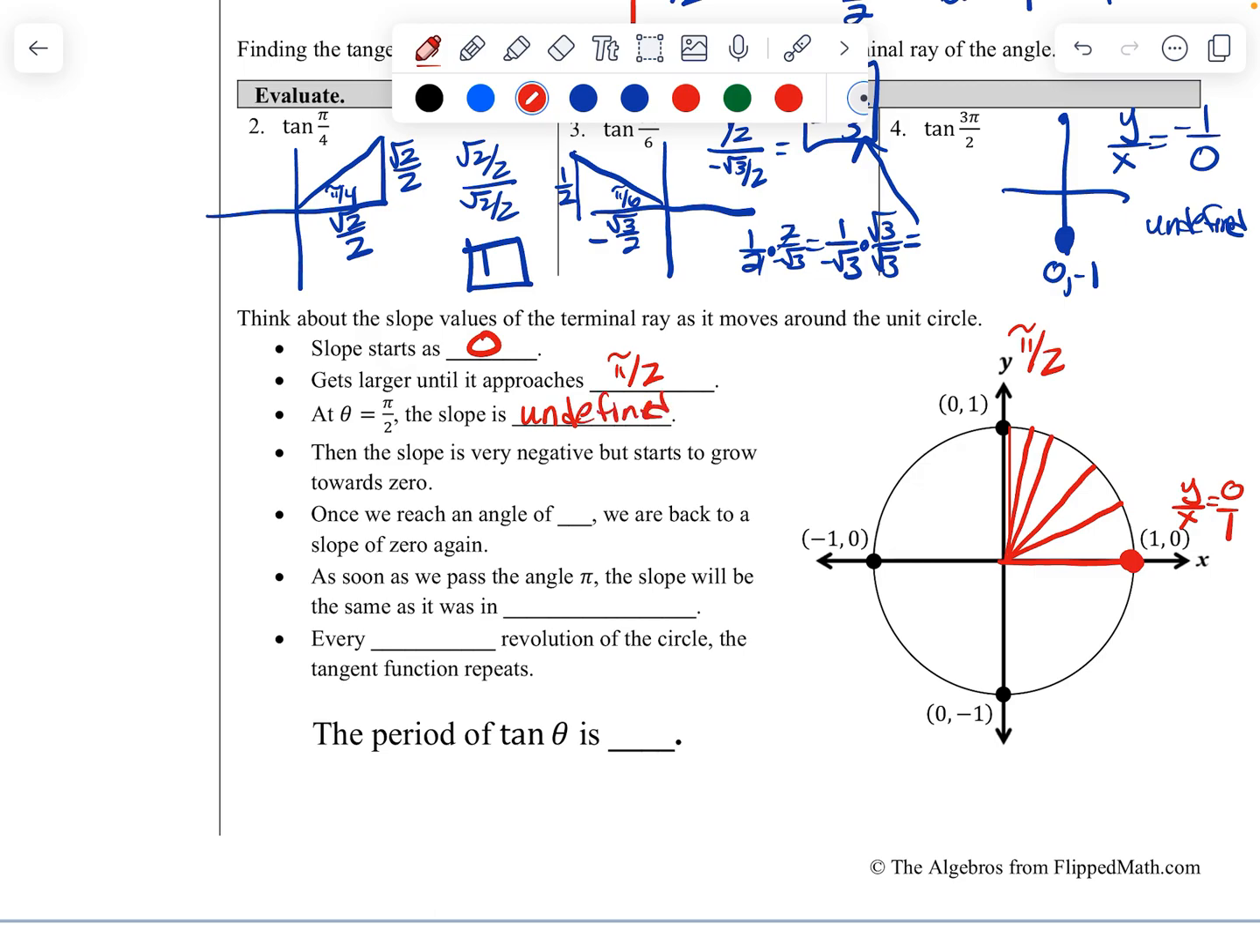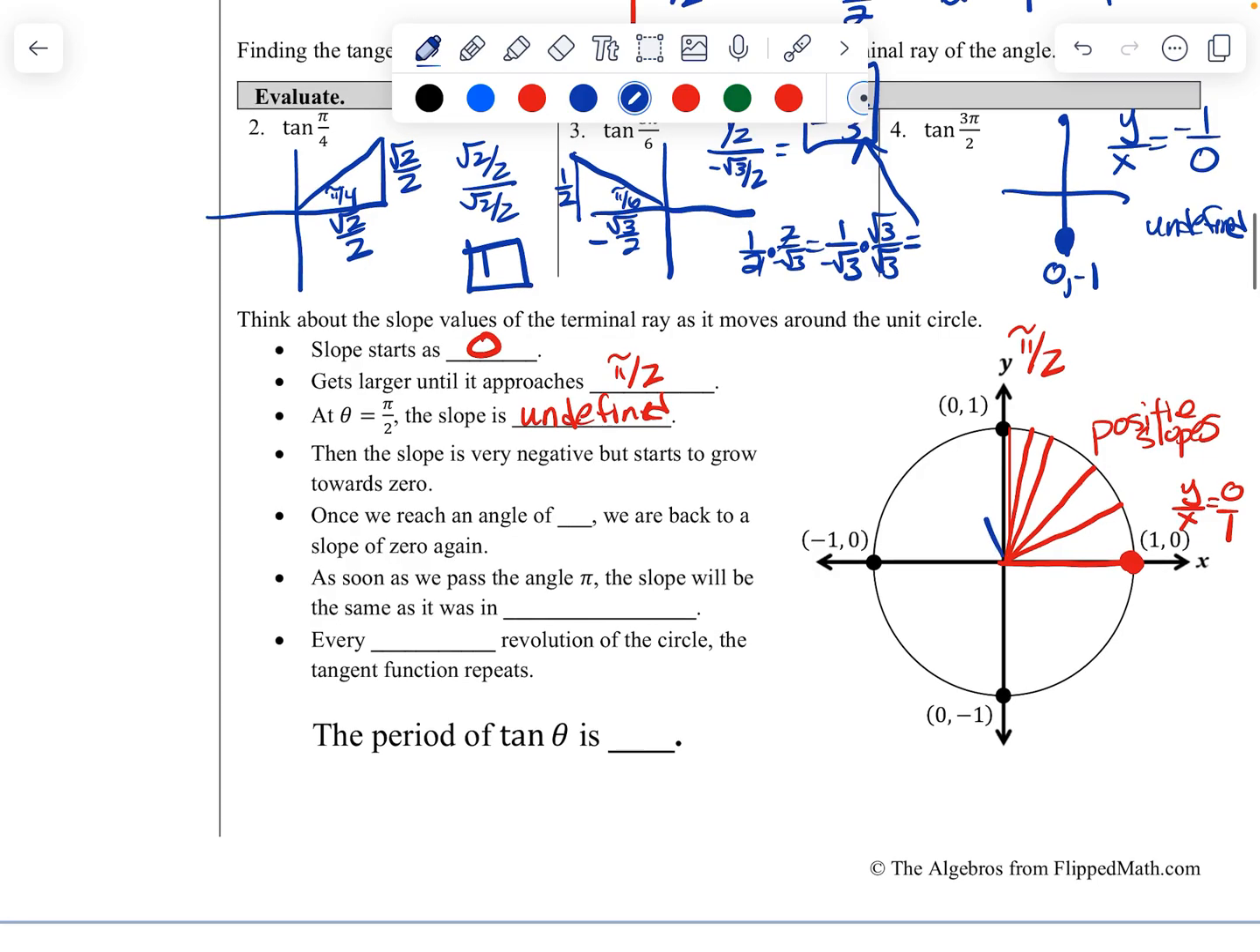We'll notice these are all positive slopes, and they're getting steeper. Well, then it turns, and it's a negative slope. As it goes back towards 0, it's getting less negative until we reach right here. So at pi, you're back at a slope of 0. And then as soon as we pass pi, you'll notice our slopes aren't they the exact same thing as it was in quadrant 1? So every pi, the function starts to have the same slope. So our period is pi.